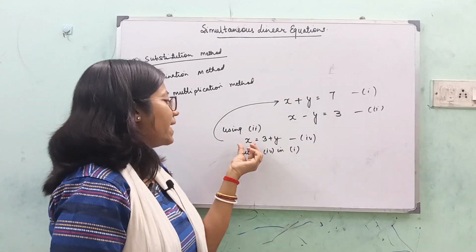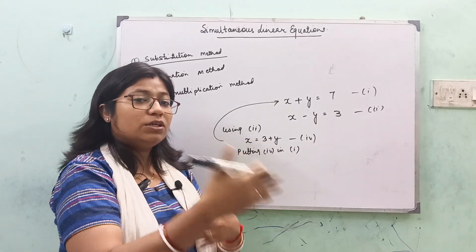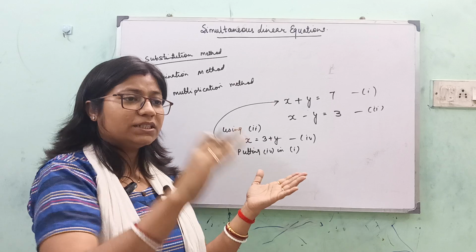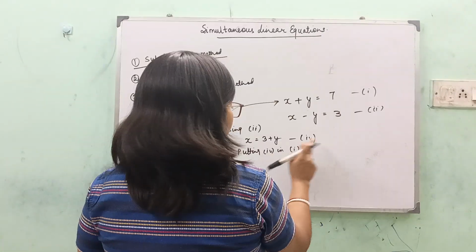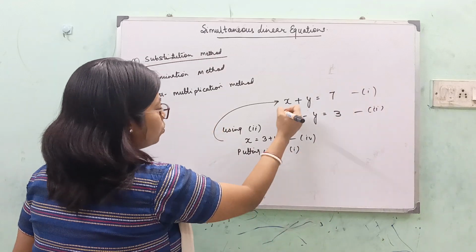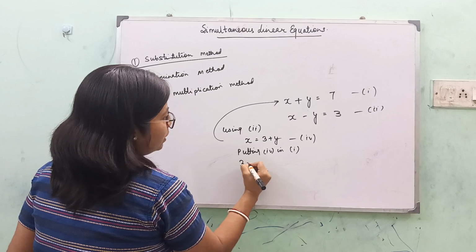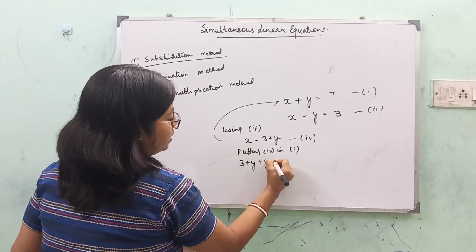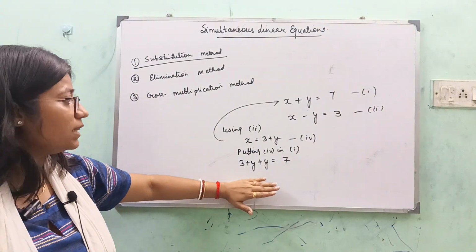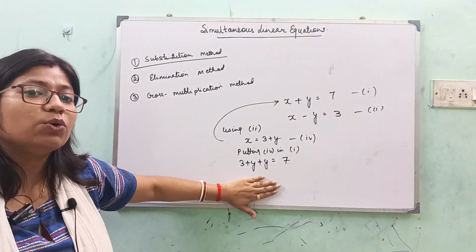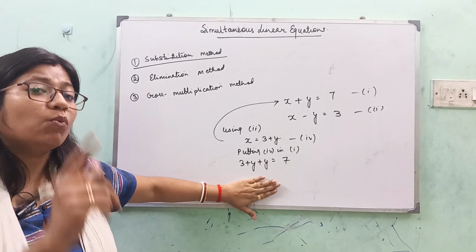It's not that always x has to be made the subject. You can also make y the subject, following the same pattern. Using one equation, make a subject, place it in the other equation. This you have to keep in mind. So putting 4 in 1. What is 4? 4 is x. So in place of x, we will put 3 plus y, equals 7. Now what you can see over here is that there is no x in this new equation that has been framed. So it is now a linear equation in one variable.